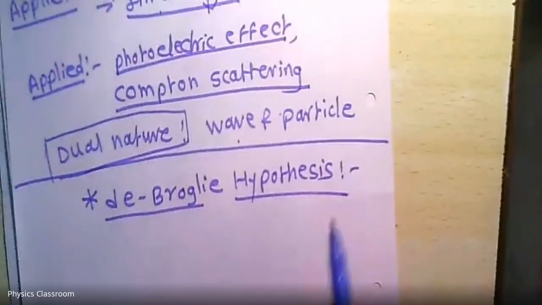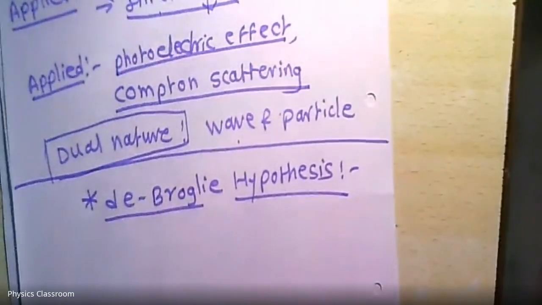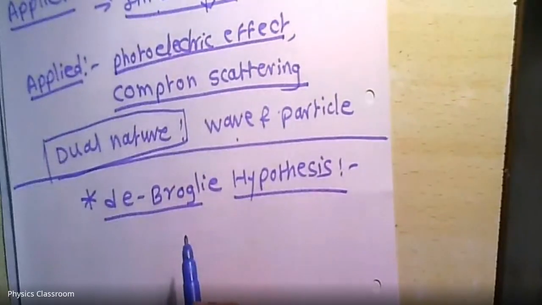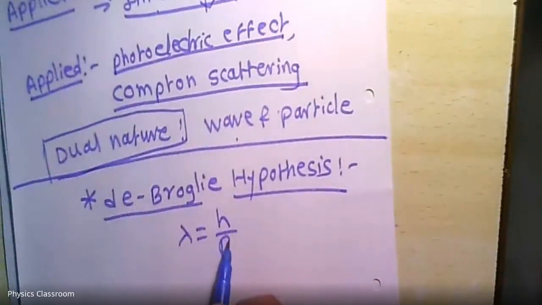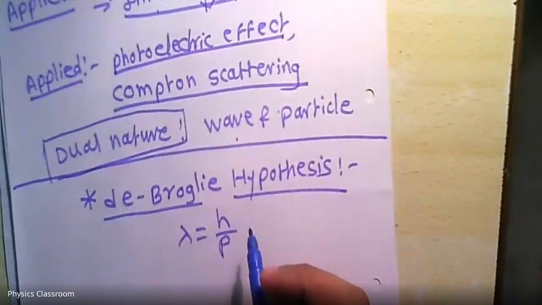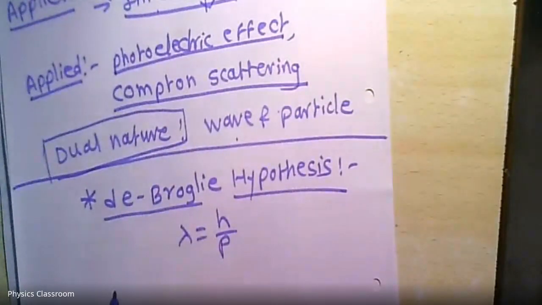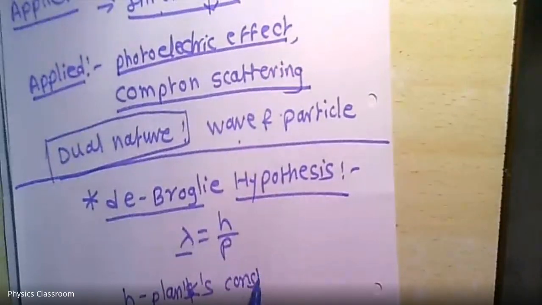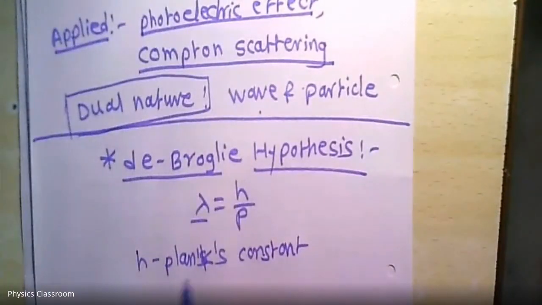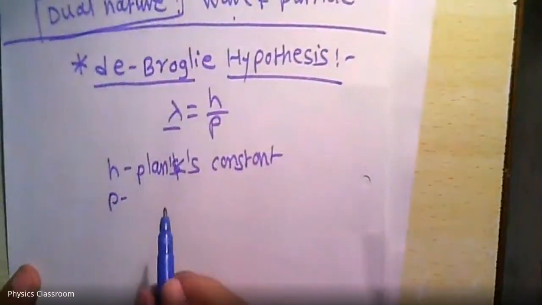In the previous lecture, we studied the de Broglie hypothesis of matter waves in his famous equation. What is his famous equation? Lambda is equal to h upon p, where lambda is the de Broglie wavelength, h is Planck's constant, and p is momentum.